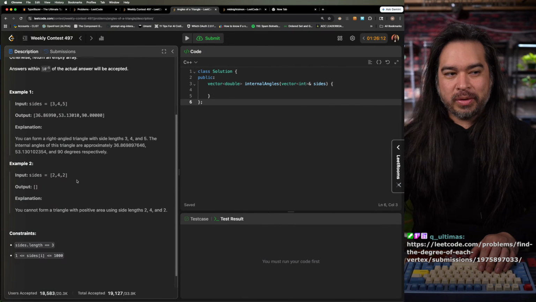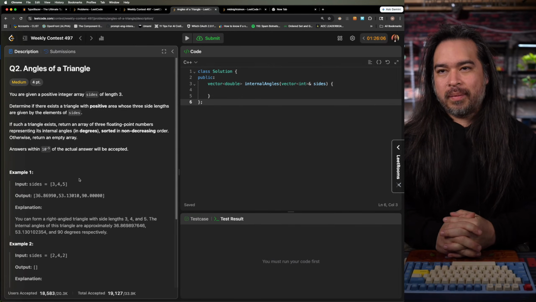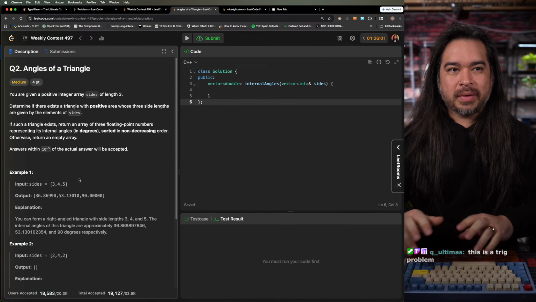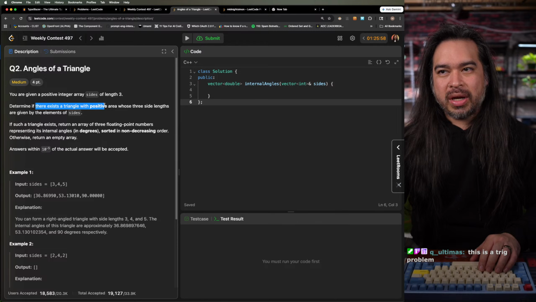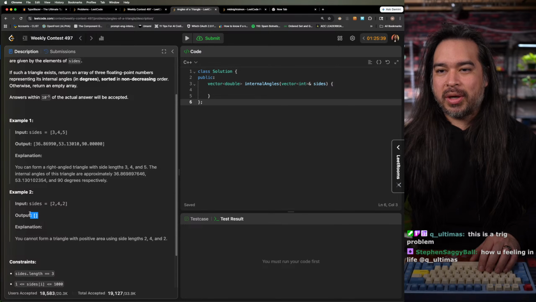Uh-oh. I'm no good with decimals, man. So, determine if there exists a triangle with positive area whose 3 side lengths and what the angles are. Alright, so if the biggest one is less than or equal to the 2 smaller ones, it's not possible. And then if it is, we gotta give the angles, man.